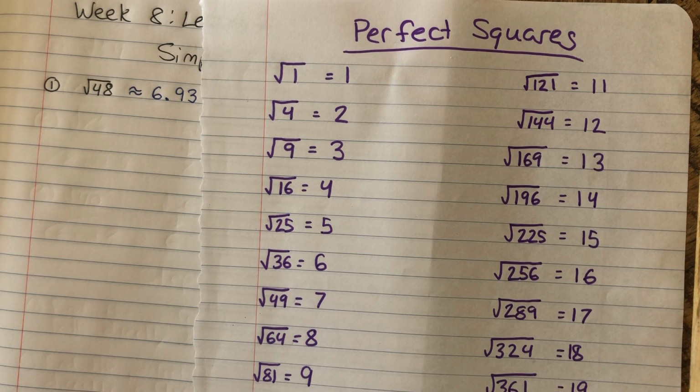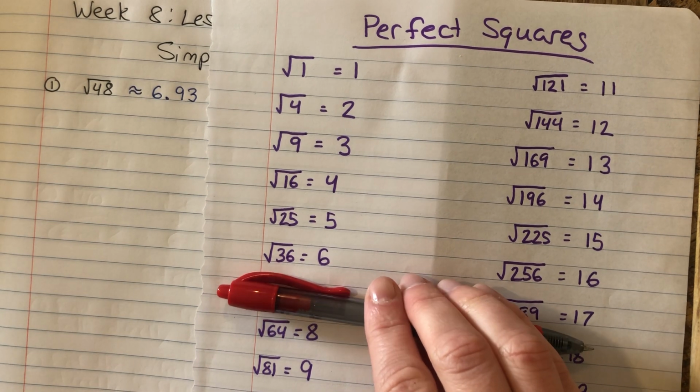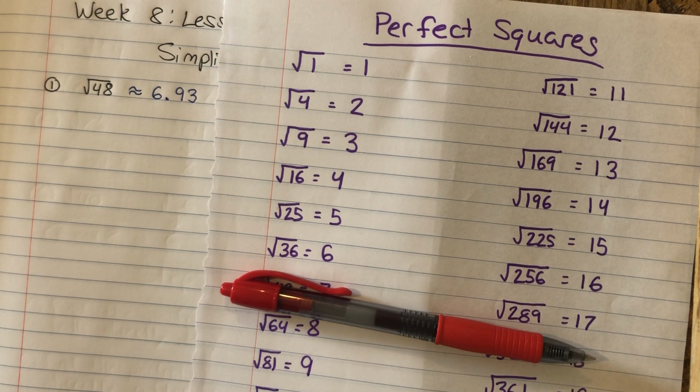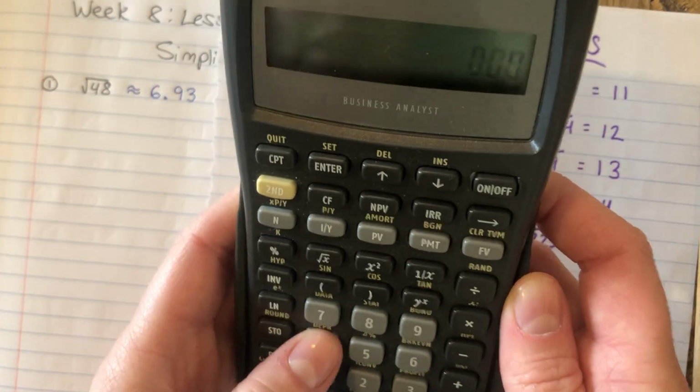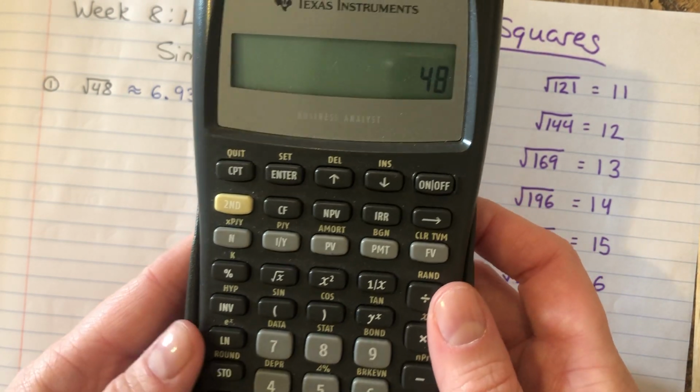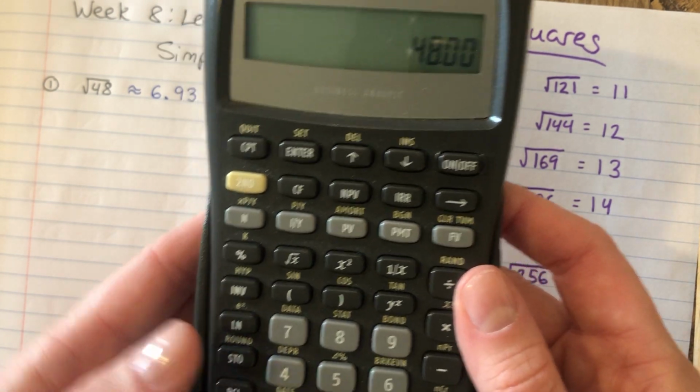So we're going to take a look at those numbers and decide, is 48 divisible by any of these perfect squares? And if you know right away and just want to dive in and start, that's great. If you're not sure, it is always going to work to just start with the largest number and work your way down. So a calculator is really helpful for this unit. We can do 48 divided by 36.